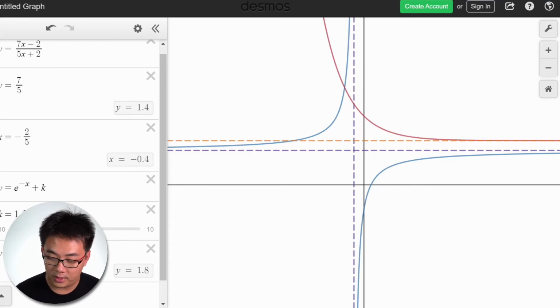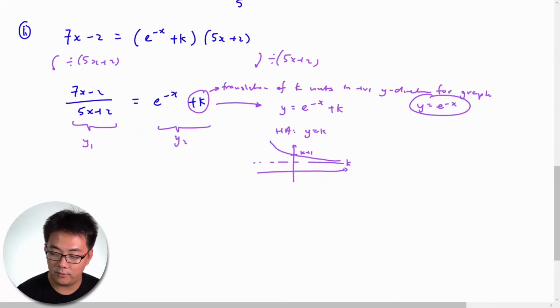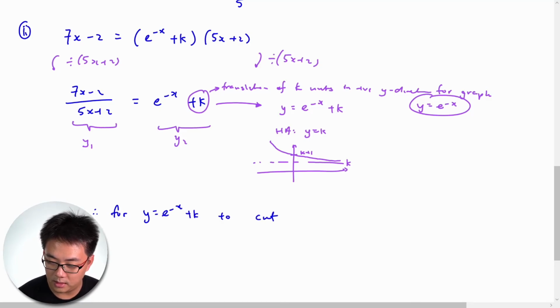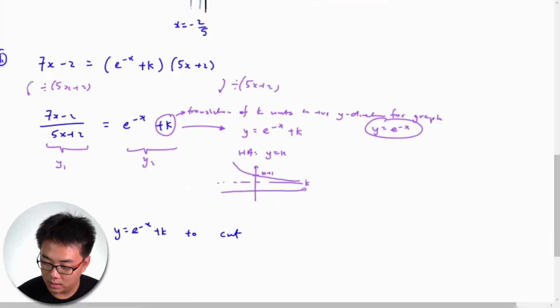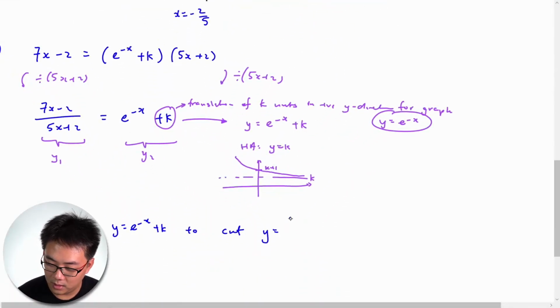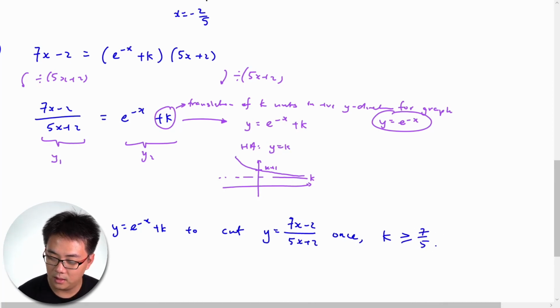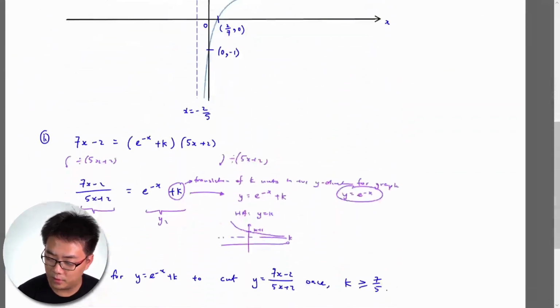So from the graph you can tell that, to have one solution, for y equals e to the minus x plus k to cut the other curve at exactly one point, I need to write down the whole thing. Some questions will label it c, then it's easier, but now it's not labelled. k has to be greater than 7 over 5. That's how you visualize it.